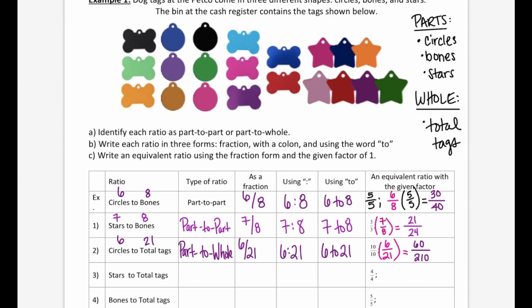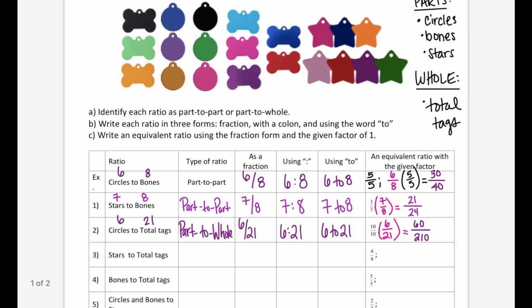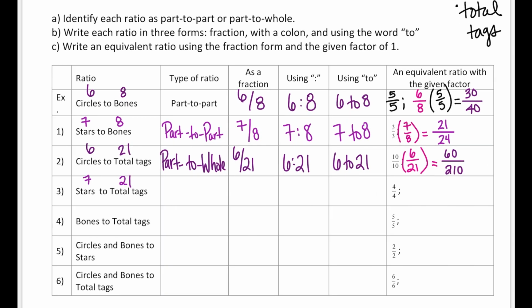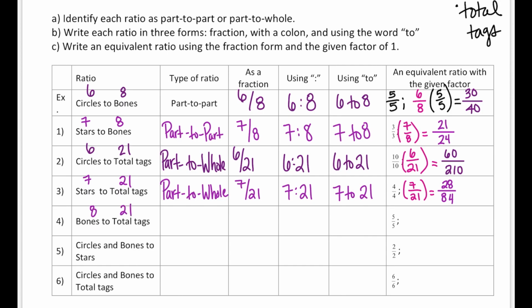All right, why don't you go ahead now and try numbers 3 and 4 on your own? Let's see how you did. 7 stars to 21 tags would be a part-to-whole relationship. Here are our 3 ratios, and an equivalent ratio would be 28 to 84. Bones to total tags would be 8 to 21, another part-to-whole relationship. Here are our ratios, and our equivalent ratio of 40 to 105.